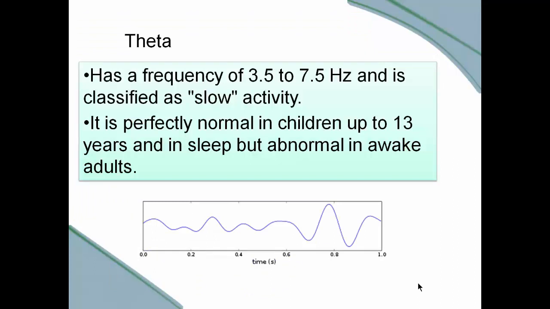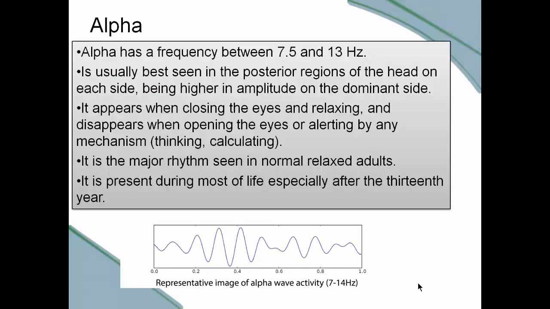Theta is the next slowest, so we go delta, then theta. Theta is a frequency of 3.5 to 7.5 hertz. It's classified again as low activity, and it's normal in children up to 13 years and in sleep, but it is quite abnormal in awake adults. Then alpha, which is the almost overrepresented frequency range. The frequency range for alpha is 7.5 to 13 hertz.